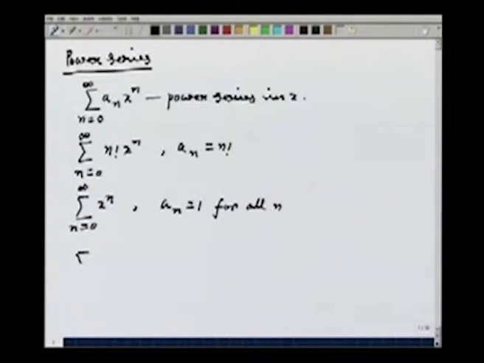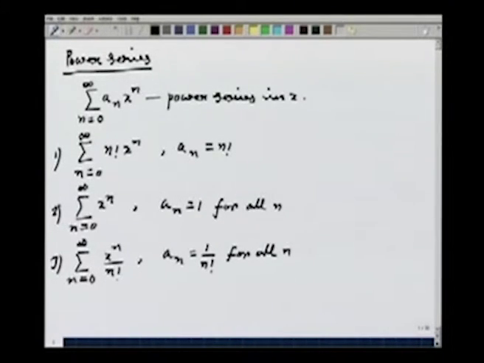Another example would be summation n from 0 to infinity, I can still take n from 0 to infinity, x to the power n divided by factorial n. So here a_n is 1 by factorial n for all n. What I would like to test now, one by one, is for which x these three infinite series which I have written make sense. So we start with example 1 first.